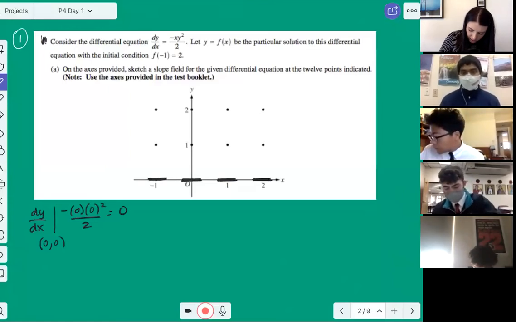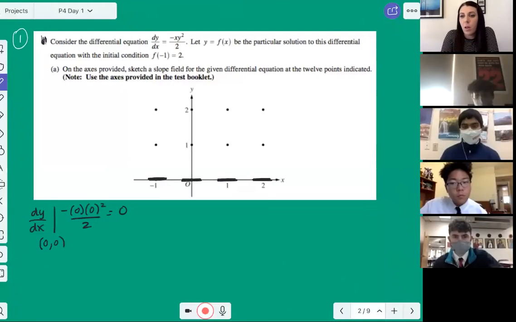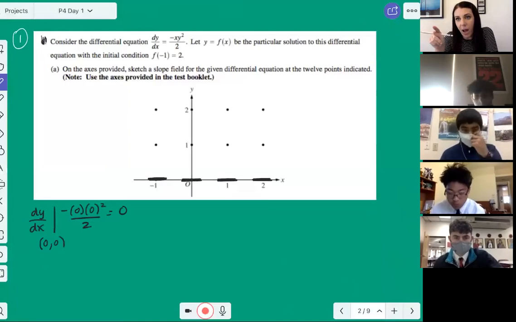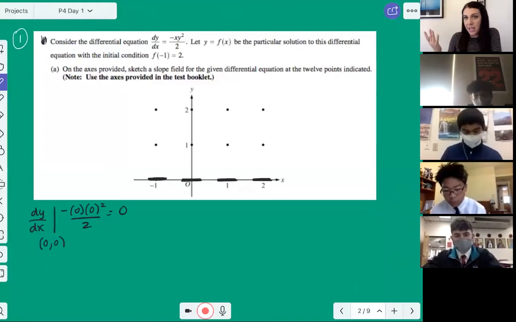Does anyone else, someone besides Samson, see any other patterns that we would have for slopes? Also on the y-axis? Also on the y-axis. Jack's exactly right. So why is that true, Jack? Because x is also 0, making it 0 over 2, which is 0. Correct. So x is 0 on the y-axis. Yeah, so we would get also a 0 over 2. On the y-axis, x is 0 the whole time.